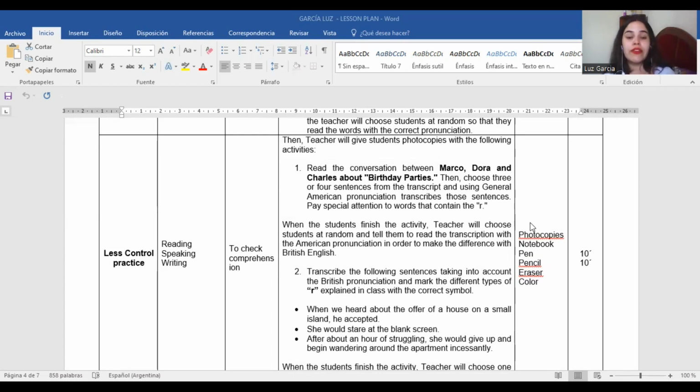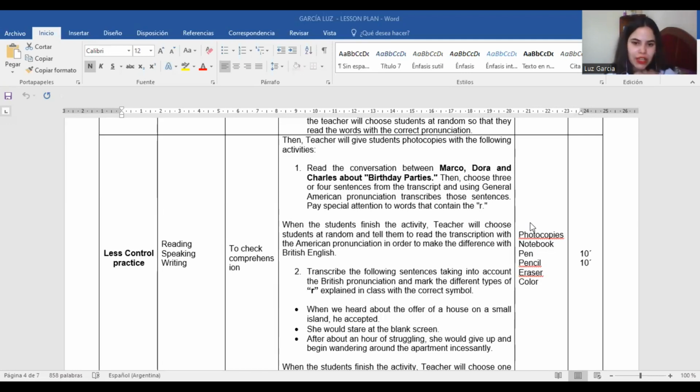In this case, activity number 1 is to read the conversation between Marco, Dora, and Charles about a birthday party. My students will choose three or four sentences from the transcript and, using general American pronunciation, they will transcribe those sentences, paying attention to words that contain the voiced post-alveolar approximant sound.